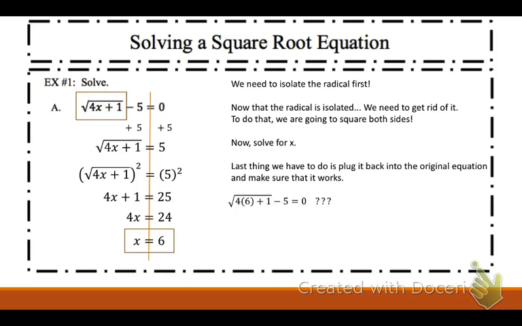Okay, so I'm just going to plug it in. So the square root of 4 times 6 plus 1, minus 5, and see if that equals 0. Well, that becomes 24 plus 1, which is the square root of 25 minus 5, and then 5 minus 5 is 0.